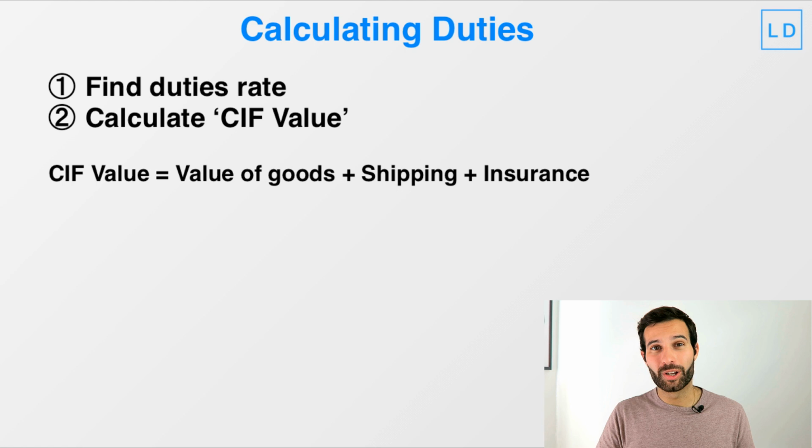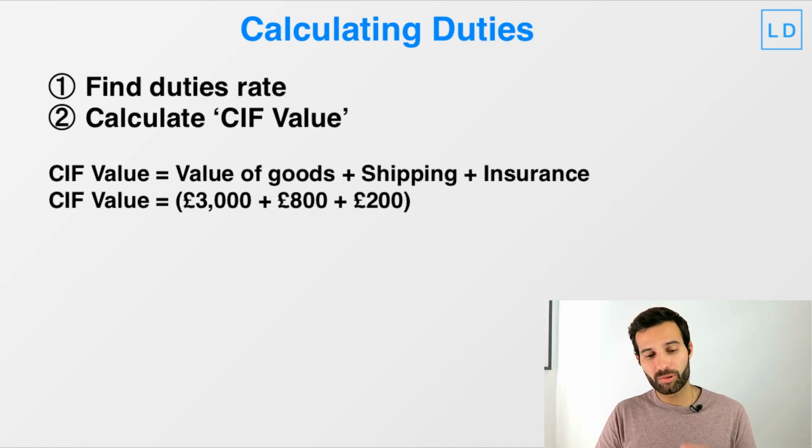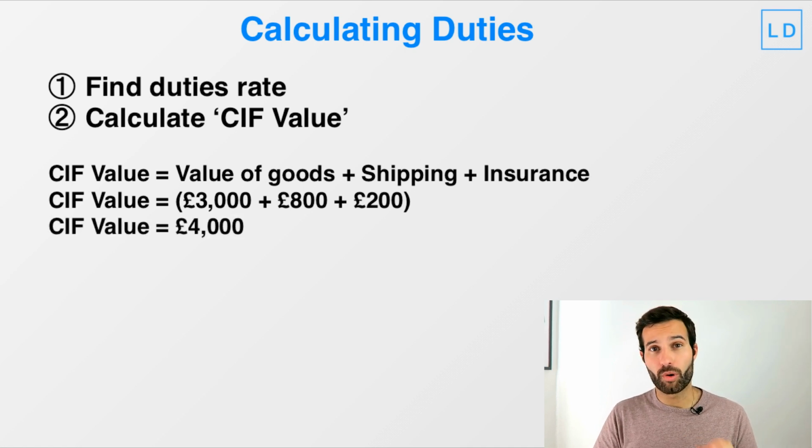This is the value of your goods plus shipping plus insurance, because like I said, CIF stands for cost, insurance, freight. So let's say, for example, you have paid your manufacturer in China £3,000 for the products that you're importing. You've then paid £800 for shipping and £200 for insurance. Your CIF value would be £4,000.